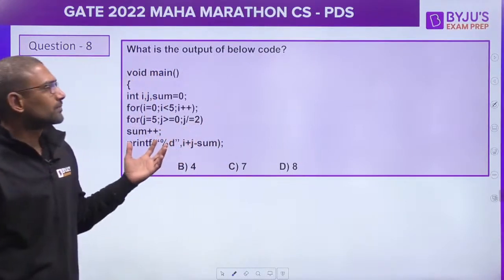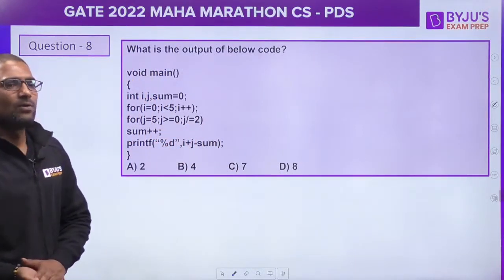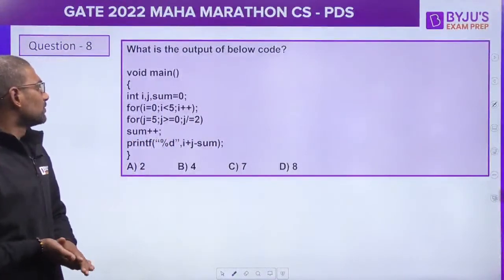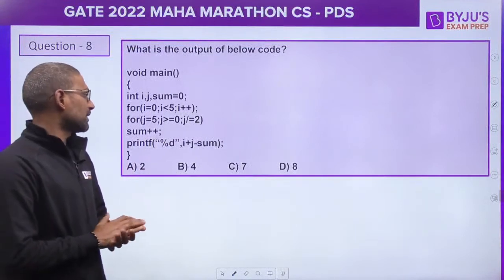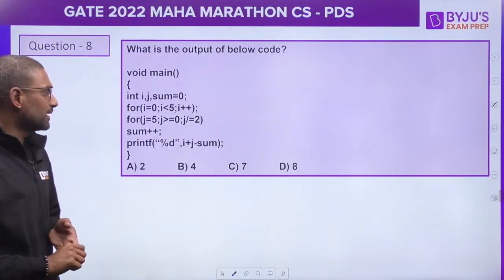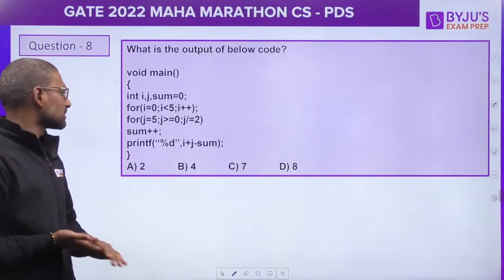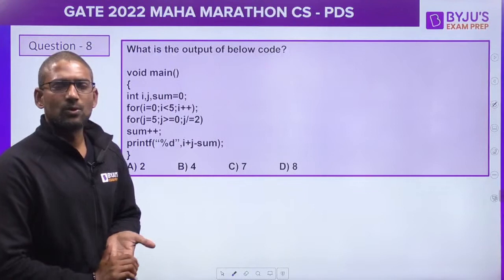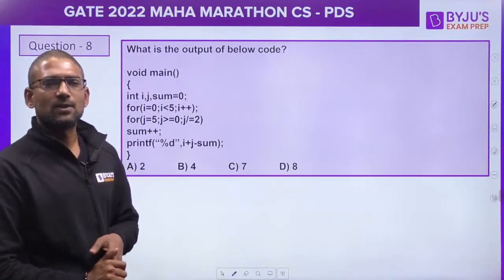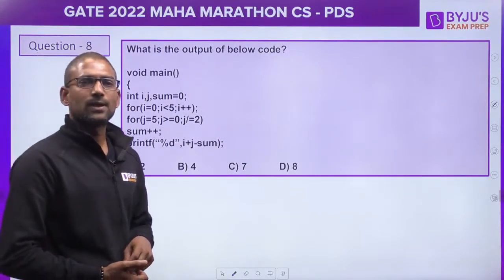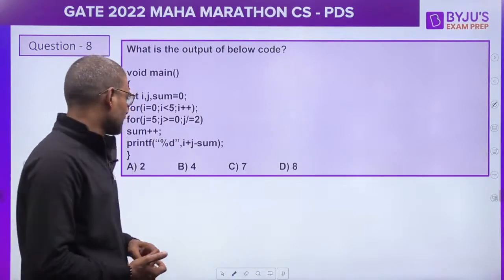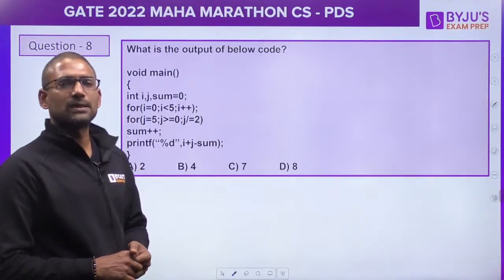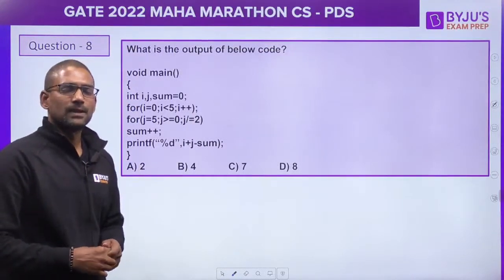So here is question number 8. int i, j, sum; for i = 0, i less than 5, j = 5, j greater than or equal to 0, j = j divided by 2, sum plus plus, print I plus j minus sum. So I can see the options. Option B. Okay, I think many of them are choosing option B or option A. Okay, let's see.